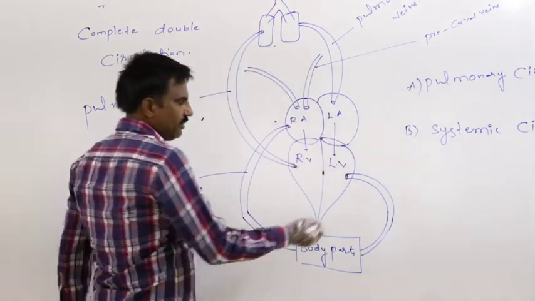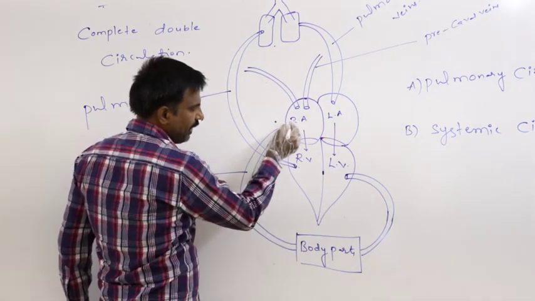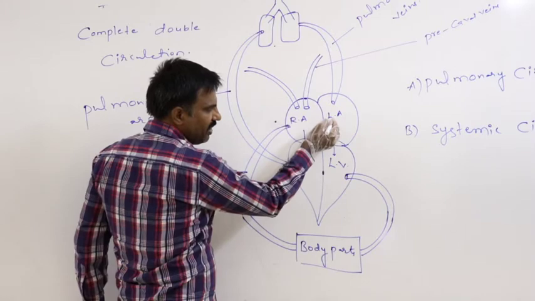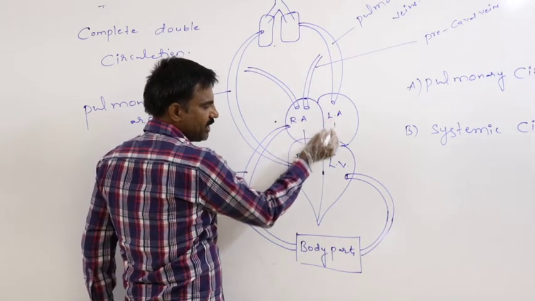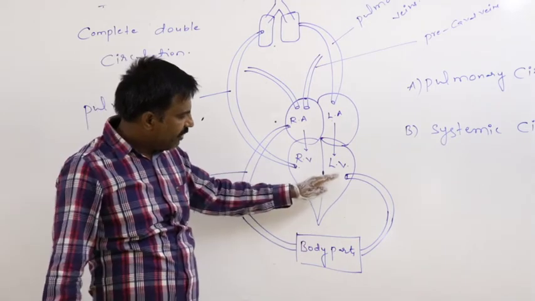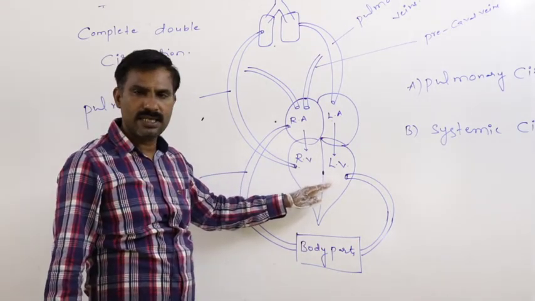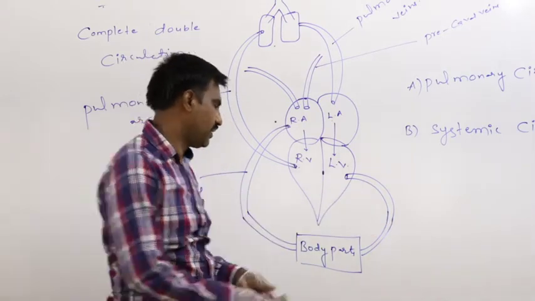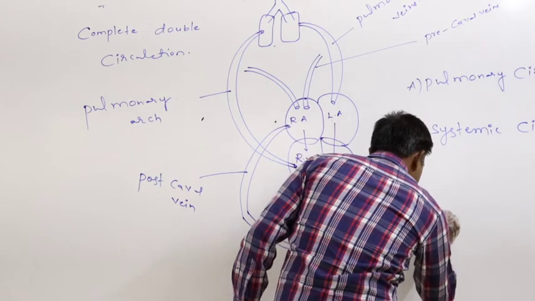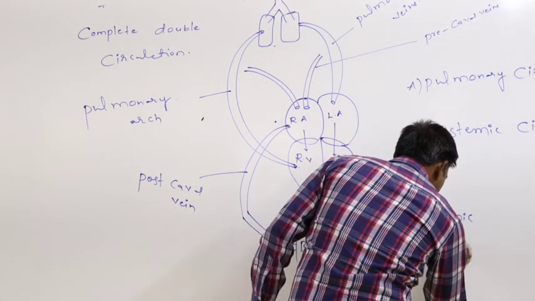Again, from the left atria, oxygenated blood is pumped into the left ventricle. Again from the left ventricle, this oxygenated blood is pumped into the systemic arch. This is said to be the systemic arch.